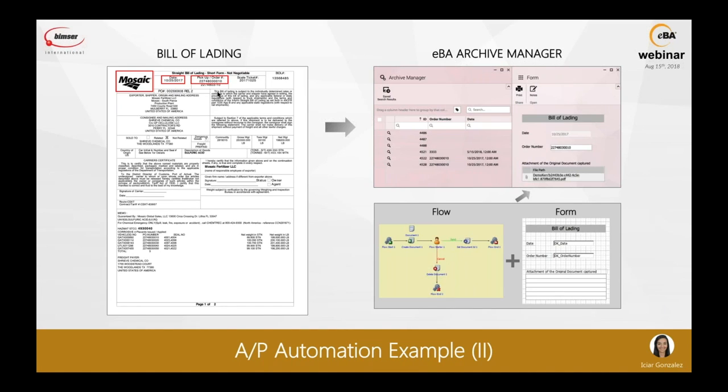So we're going to be making sure that this bill of lading is recognizable because this is from the company Mosaic. So we're going to be creating one form within eBA and also a workflow associated with it. So the goal is to be able to get this document, and just like by magic, we're going to have the archiving manager here on eBA. We're going to have the date that you see here, the order number that's going to match that number here, and then we're going to be able to link the original document to this form. Okay, so we're going to be able to access it right there.